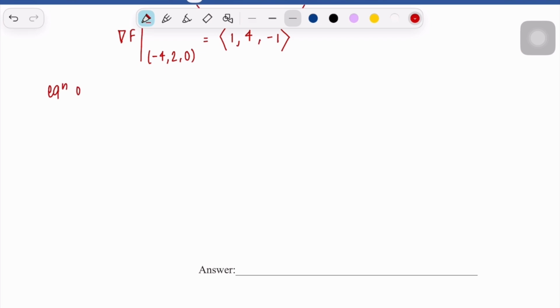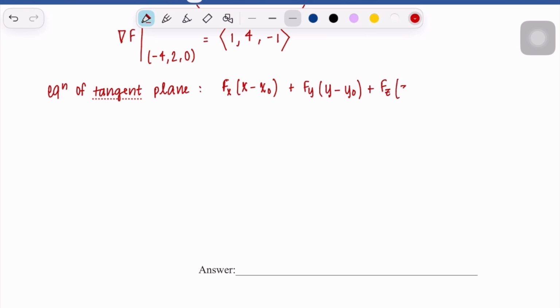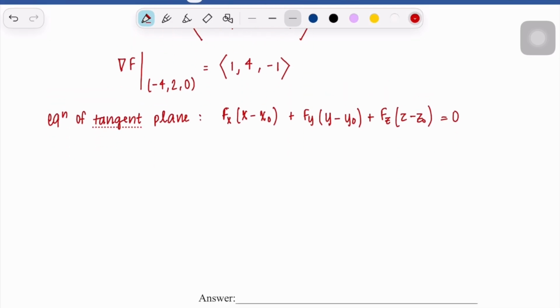Equation of tangent plane is F_x times (x minus x naught) plus F_y times (y minus y naught) plus F_z times (z minus z naught) equals 0. Now we plug all these values in here.